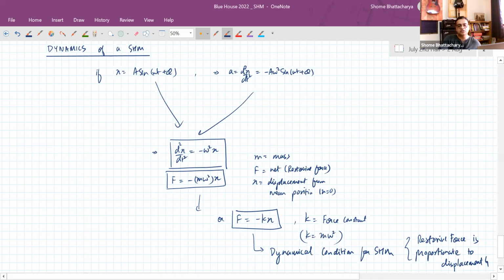So the further away, proportionately, the more the magnitude of the force, but the direction is always towards the mean position. That's what we mean by saying that it's restorative. It's always restoring it to the mean position. And by proportionate, we mean that with the magnitude of displacement increasing, the magnitude of the force proportionately increases. If I double the displacement, the force's magnitude doubles. If I triple the displacement, the force's magnitude triples. So this is the requirement in terms of force. That's why it's called the dynamical condition. Dynamics is to do with force.